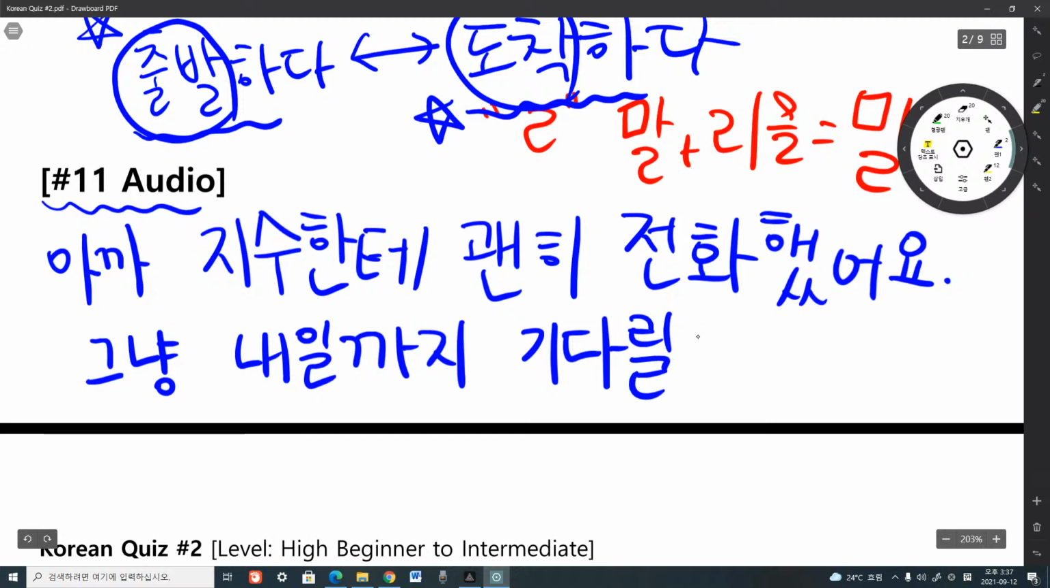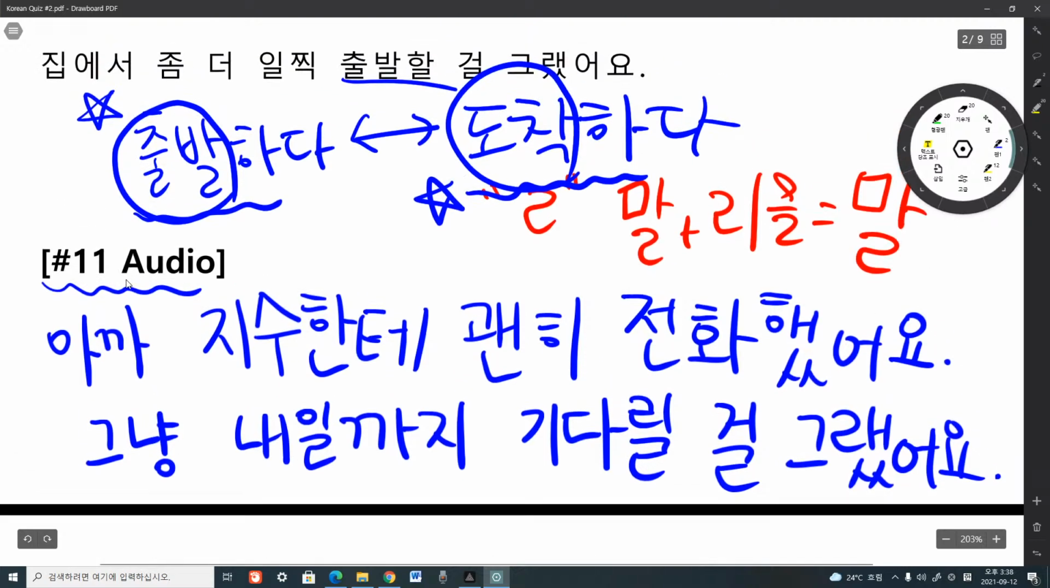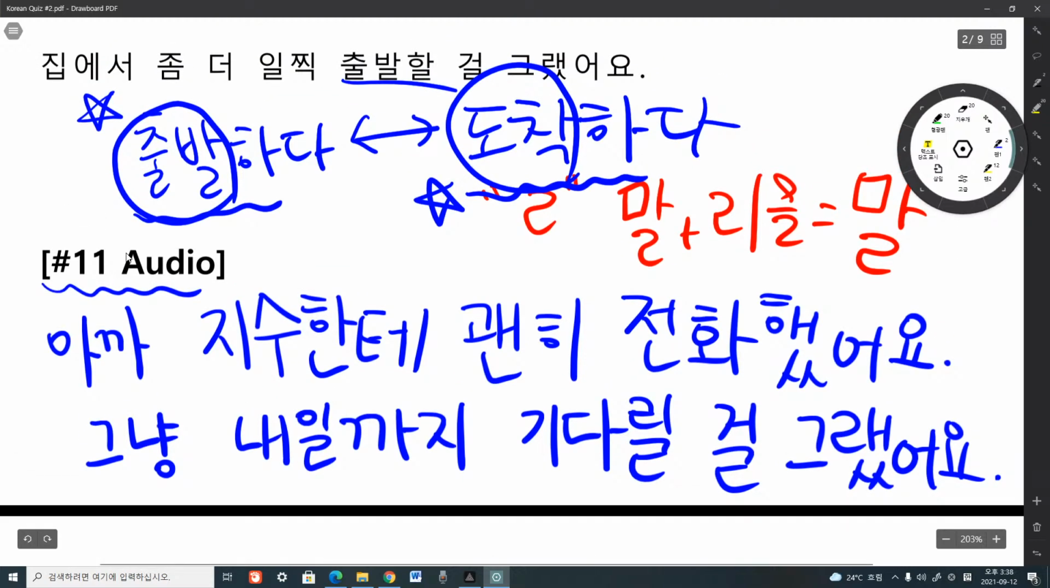들었어요, 여러분? 조금 어려워요? Paula, the first one to finish it. 아까 지수한테 괜히 전화했어요. 그냥 내일까지 기다릴 걸 그랬어요. Yes, guys. 맞아요. You guys are giving me the answer, writing the answer.